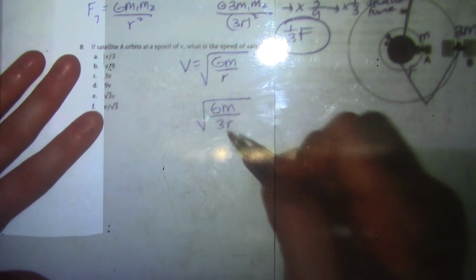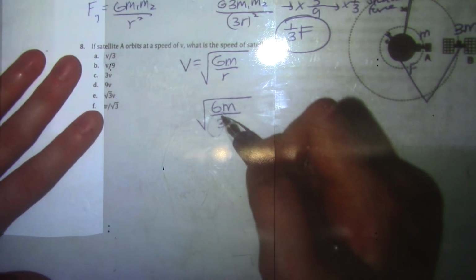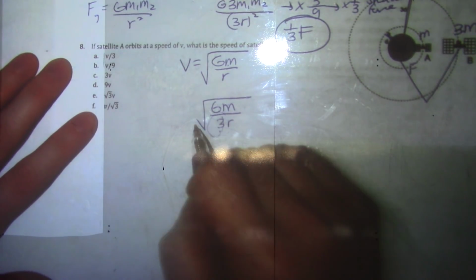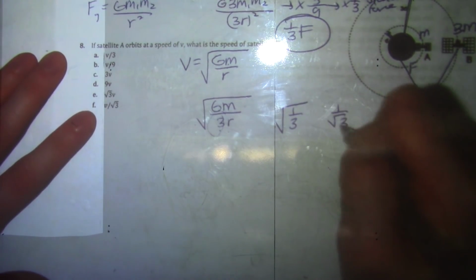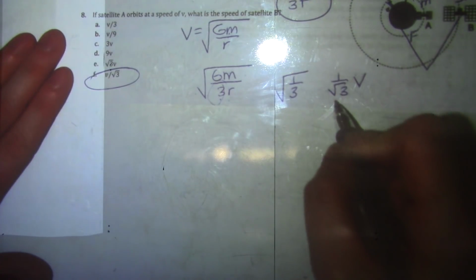So then now, this is my original. My new one just has a factor of 3. Notice it's on the bottom. It's also in the square root, so that's a factor of 1/3, which is just 1 over root 3 times the old velocity, so V. Old velocity over root 3.